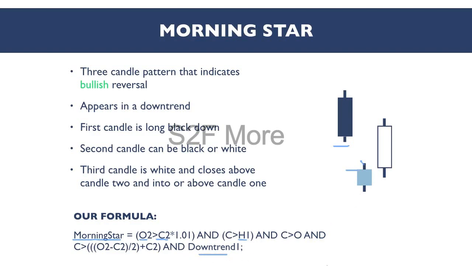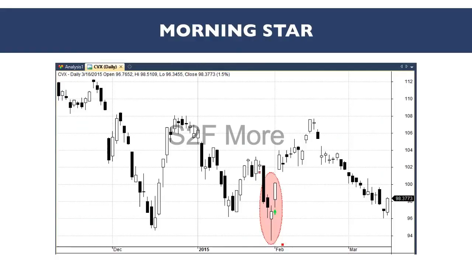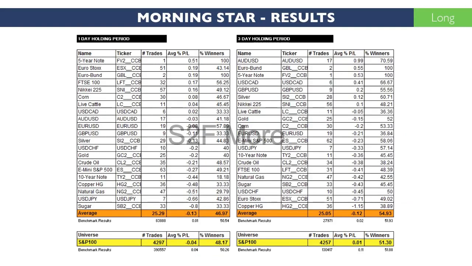Anyway, by putting this code into AmiBroker, we can identify morning stars and then run a simulation to see how buying this candle performs over time. So, buying a morning star on the close and exiting the trade 1 day later produced an average loss of 0.13% across our 21 markets. You can see that our best market was the 5-year note and our worst was sugar.